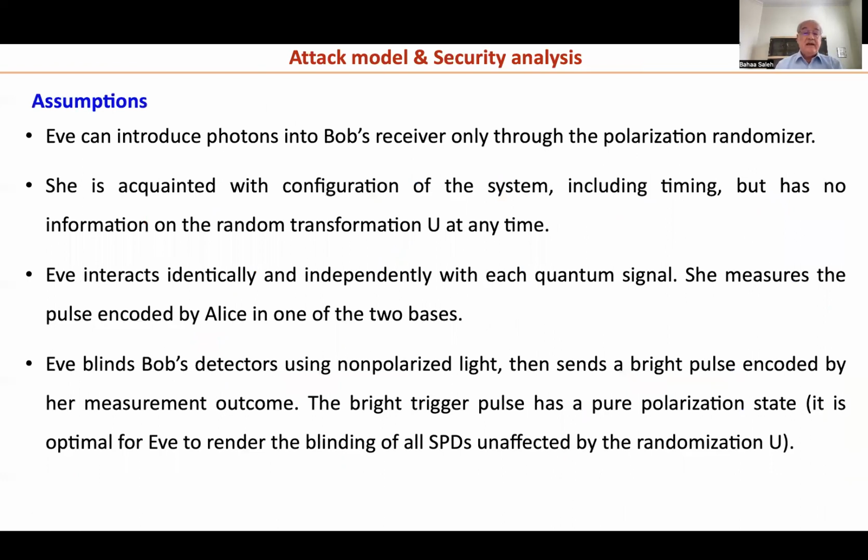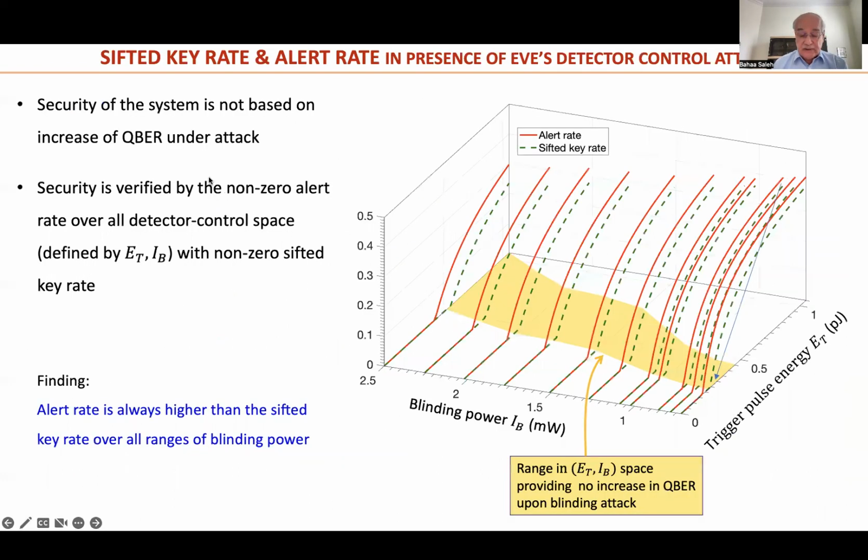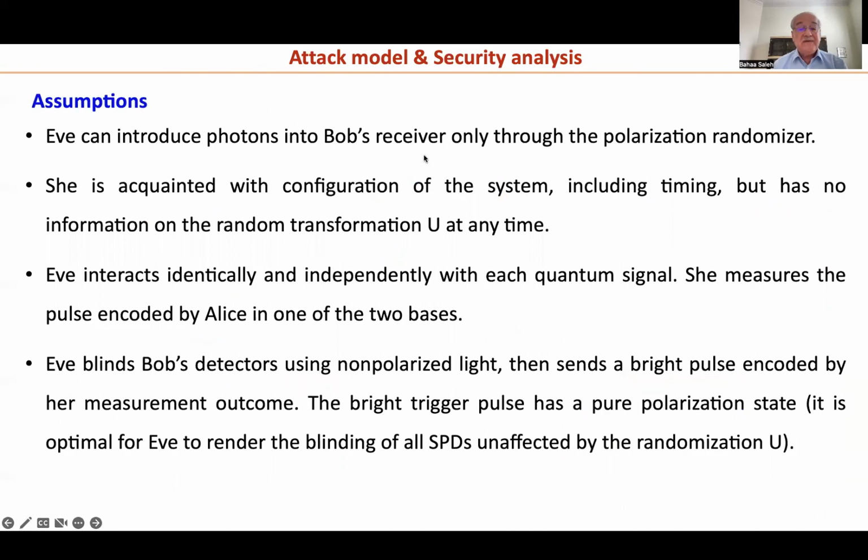So we did an attack model and a security analysis with basic assumptions. Eve can introduce photons into Bob's receiver only through the polarization randomizer. She's acquainted with the configuration of the system, including timing, but has no information on the random transformation U at any time. Eve interacts identically and independently with each quantum signal. She measures the pulse encoded by Alice in one of the two bases. And Eve blinds Bob's detector using non-polarized light, then sends a bright pulse encoded by her measurement outcome. The bright trigger pulse has a pure polarization state, and that is no loss of generality.